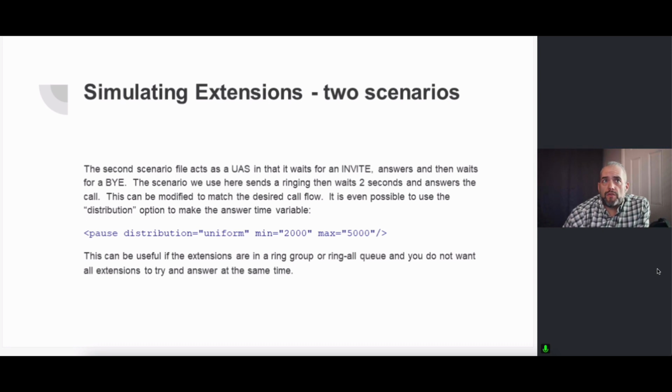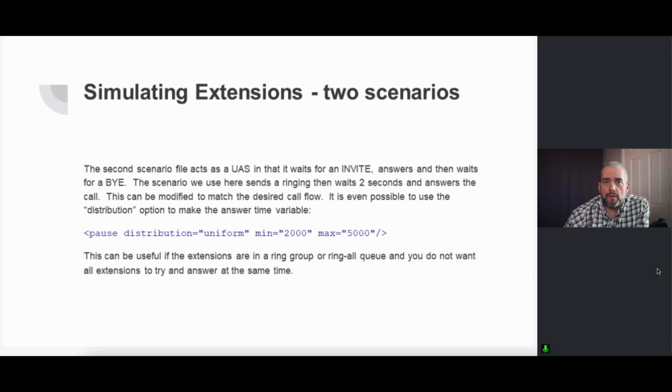This can be useful if the extensions are in a ring group or a ring all queue, and you don't want all extensions to try to answer at the same time, right? If they all try to answer after 2 seconds, that's not really realistic. Generally, your agents who are answering the phone are going to answer over some sort of random period of time.